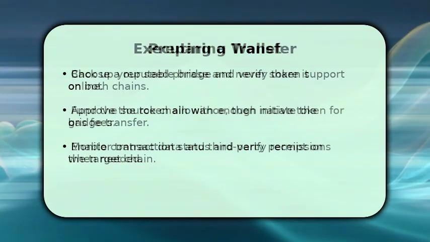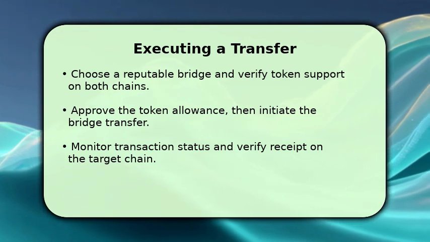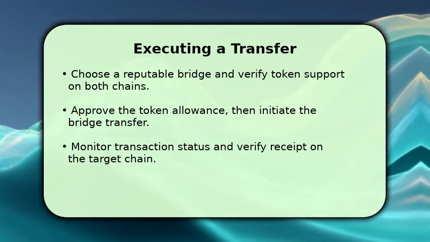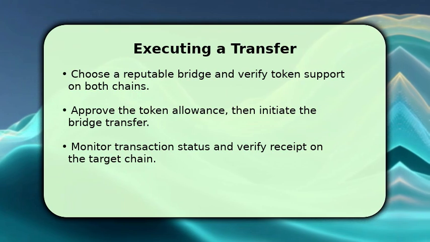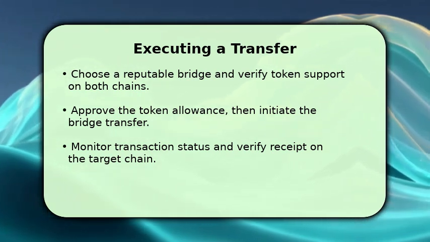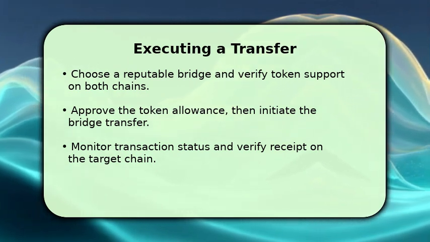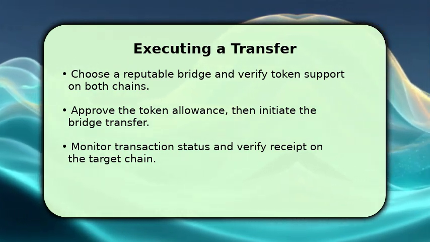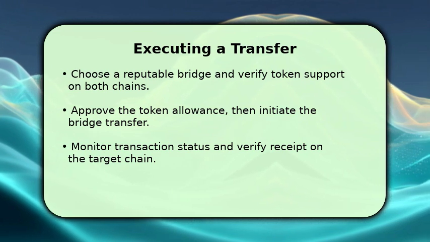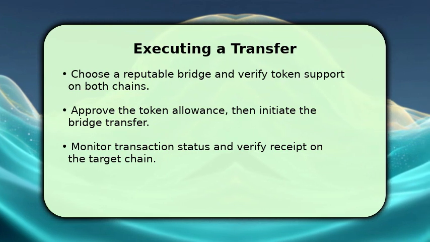Begin by picking a reputable bridge and confirming the token is supported on both chains. Approve the token allowance in Metamask, then initiate the bridge transfer and confirm each Metamask prompt. Watch the Transaction and Bridge Explorer for confirmations, and only proceed with additional steps once the asset appears on the target chain. If a delay occurs, check bridge queues and Explorer details before retrying or contacting support.